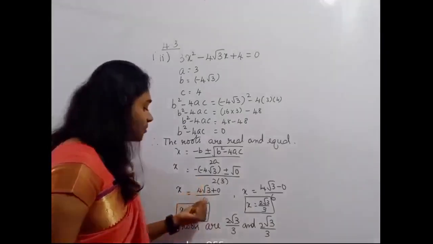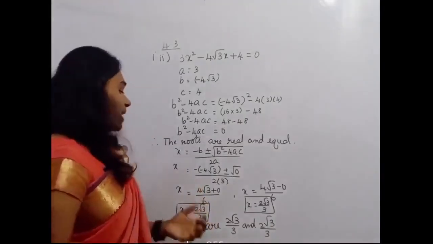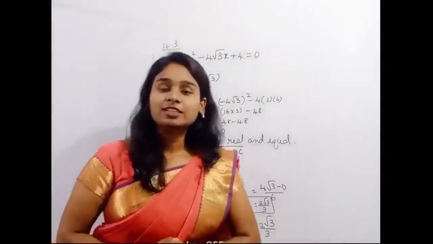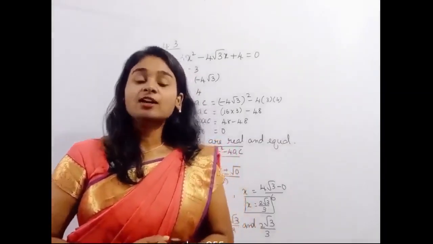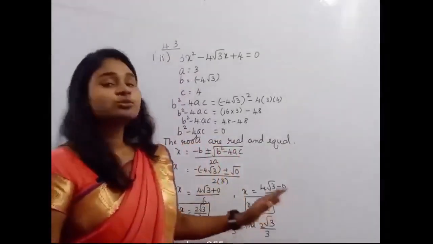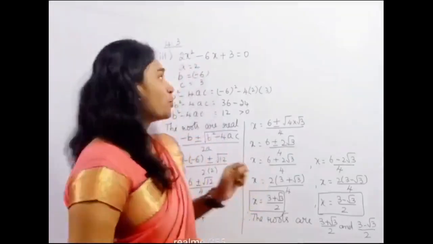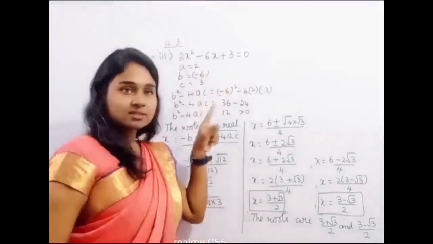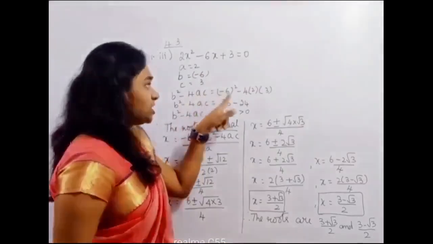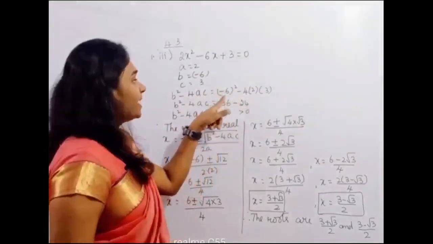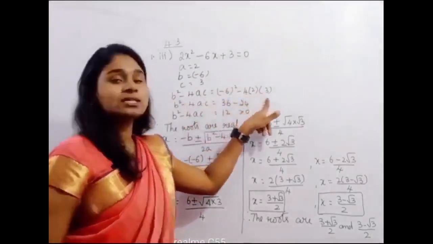So 4 and 6 can be cancelled, 2 times and 2 3 times. So we get x is equal to 2 root 3 upon 3. Then you have to conclude the roots of the given quadratic equation are 2 root 3 upon 3 and 2 root 3 upon 3. And the third problem of exercise 4.3. Here again finding the discriminant. So we get the a, b, c values here. Substituting in the discriminant, what do we get? Minus 6 the whole square, it is b square, minus 4 into a is 2 and c is 3.